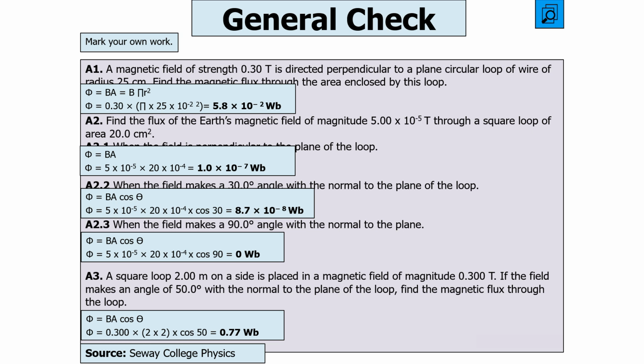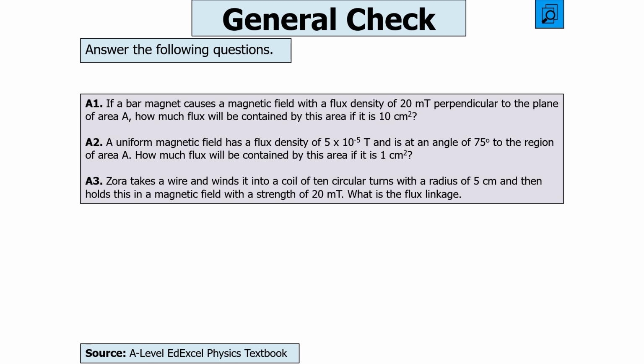So it's 0.3 times 2 times 2, because it's a square loop, times cos 50, so it's 0.77 Webers. The next question says, if a bar magnet causes a magnetic field with flux density of 20 milliteslas perpendicular to the plane of area A, how much flux will be contained by this area if it is 10 centimeters squared?